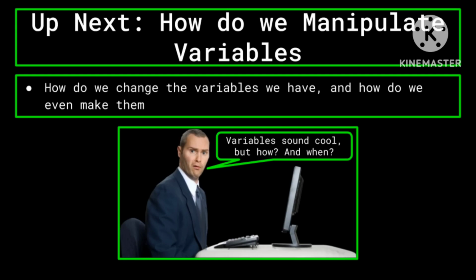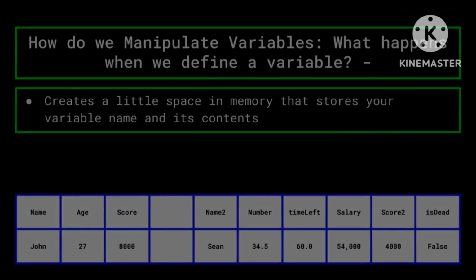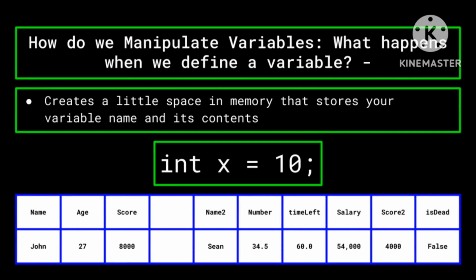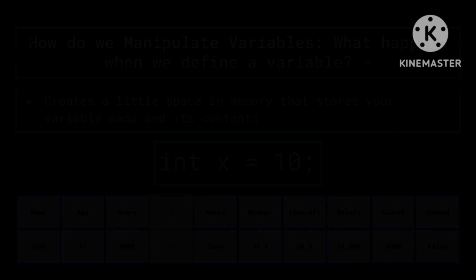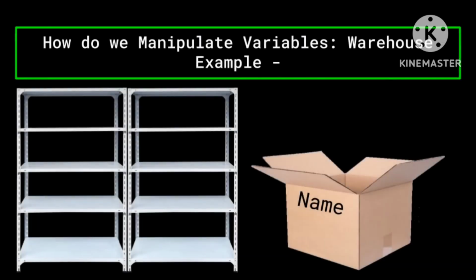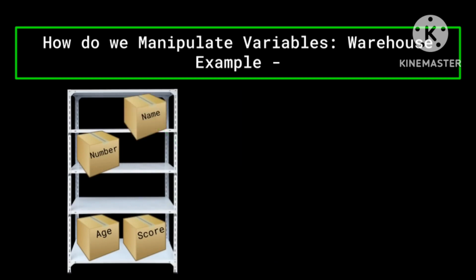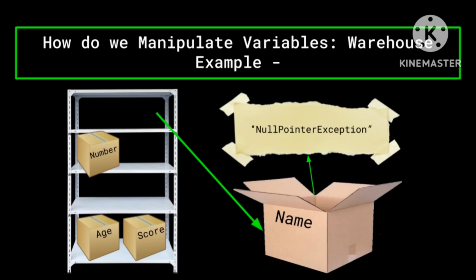To start, let's go over what happens when we actually define a variable. Now when we write a line of code which initializes a variable, and that code is executed, the computer essentially creates a little space in memory that stores your variable name and its contents so that it can be referenced later. Going back to our cardboard box example from the previous segment, think of this as if you had your own storage facility, and you make a new cardboard box labeled name, and inside of it you put a piece of paper with the words null pointer exception on it. Now, anytime you want to know the contents of your name box, you could simply look inside and see that it has the contents null pointer exception.